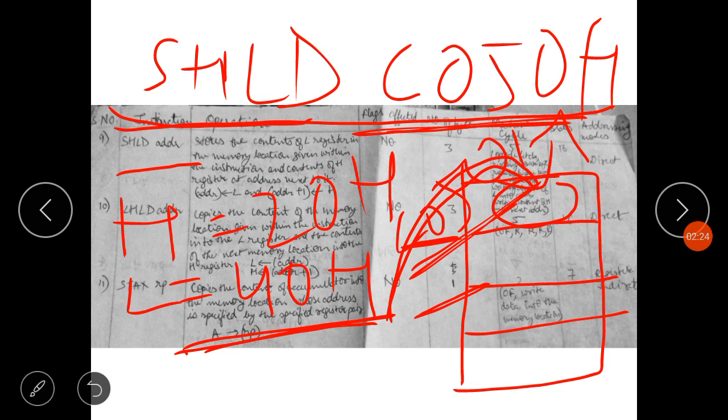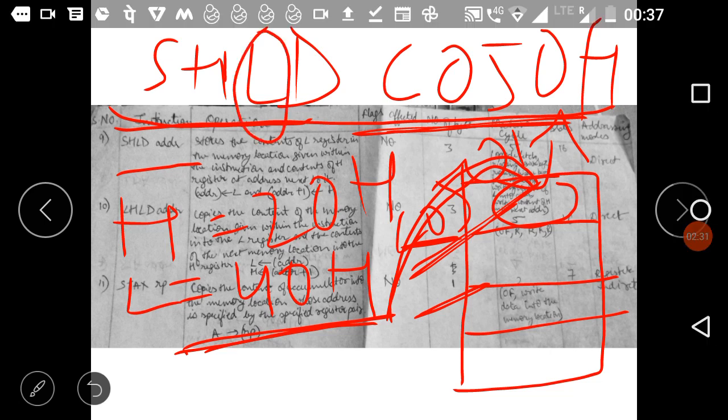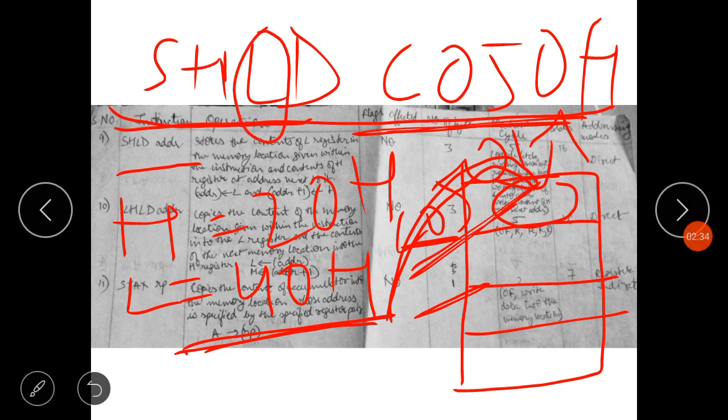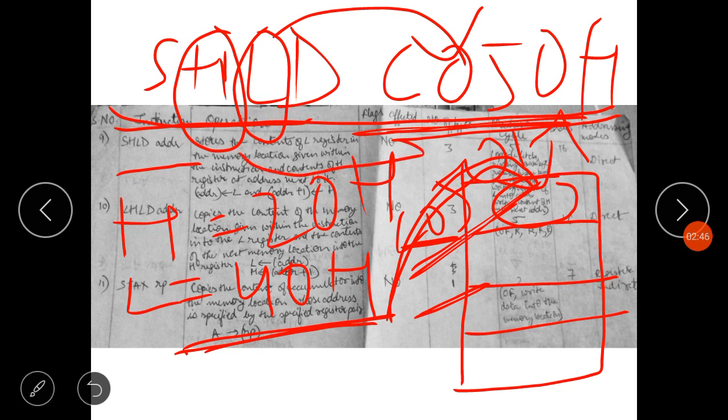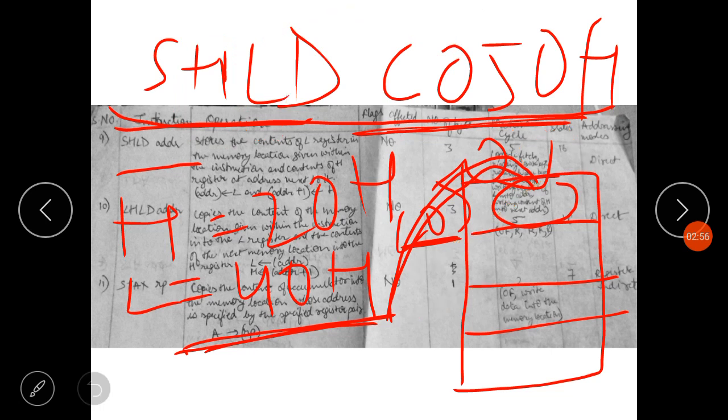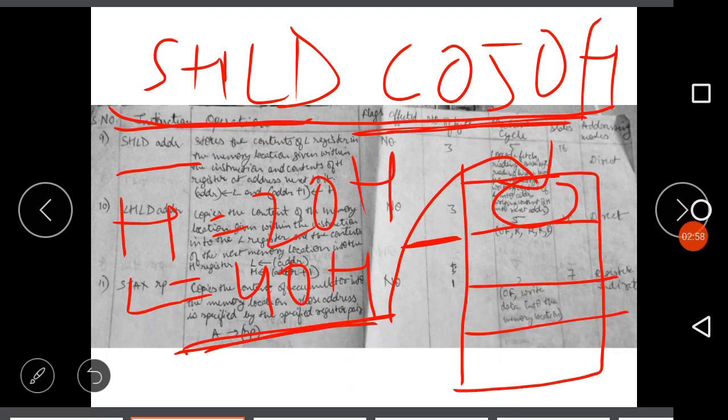Again, I am repeating, what will this instruction do? It will store the content of the L register, which is present in the microprocessor, in the address that is mentioned in the instruction, and the content of the H register will get stored in the memory location just after this address. So this was all about the SHLD instruction.